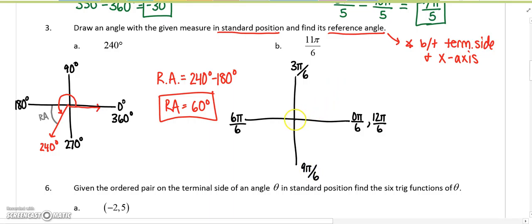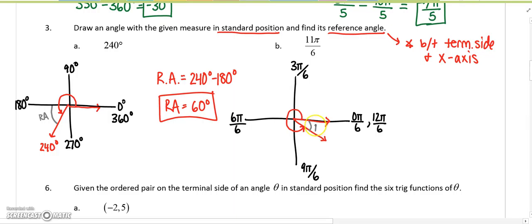Alright, and then we draw it the same way. Initial side on the positive x-axis. 11 pi over 6 is just a touch before 12 pi over 6, so, like right about here maybe. And then I'm going in the positive direction, so draw the arrow to show that. Remember, if it's a negative angle, you go backwards.